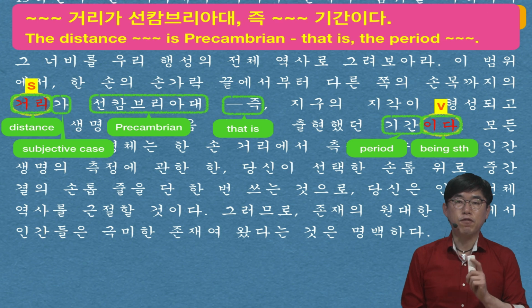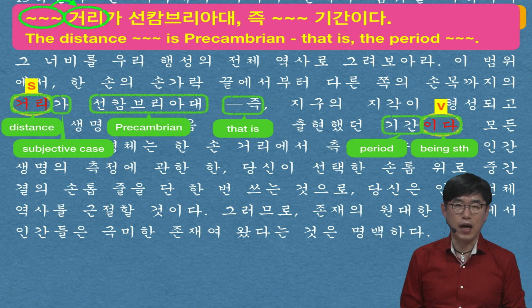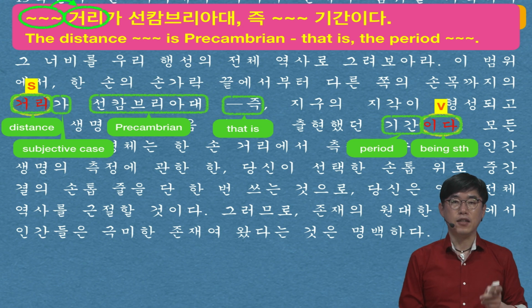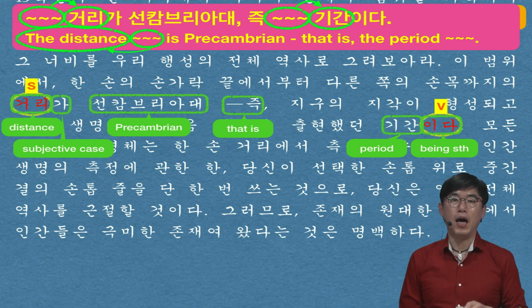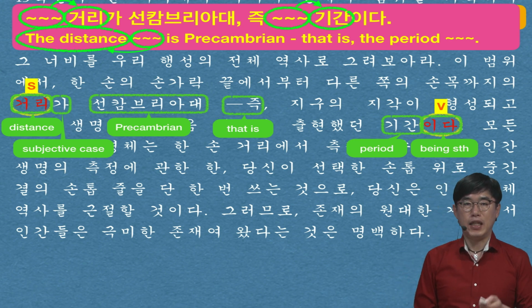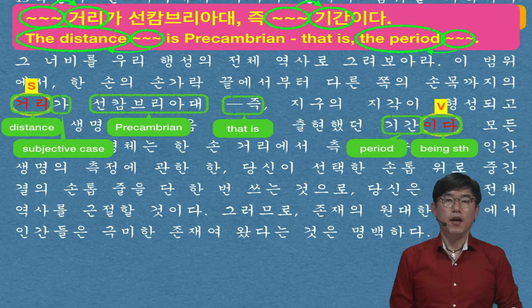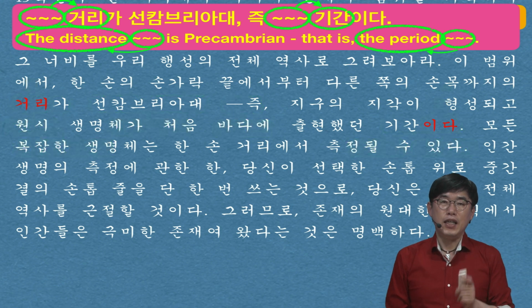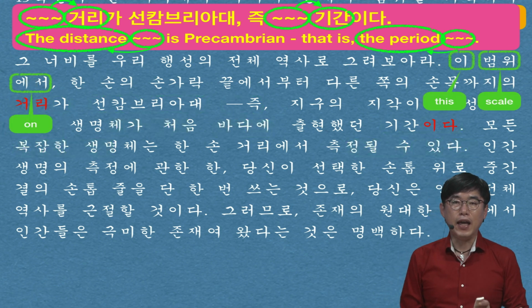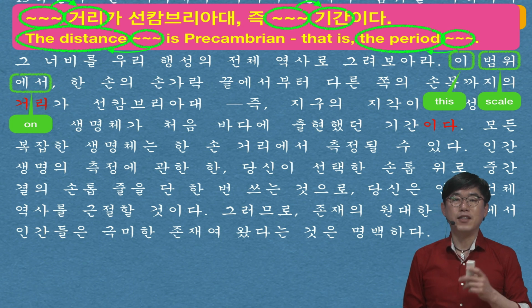So the basic frame of this sentence is blah blah blah 거리가 선 캄브리아대 즉 blah blah blah 기간이다. Which means the distance blah blah blah is Precambrian. That is the period blah blah blah. All right. From now on, let's get into the modifiers, okay? 이 is this and 에서 is on. So 이 범위에서 is on this scale.